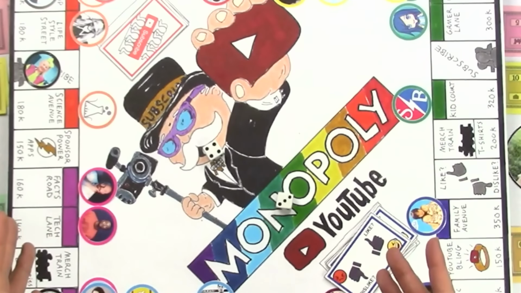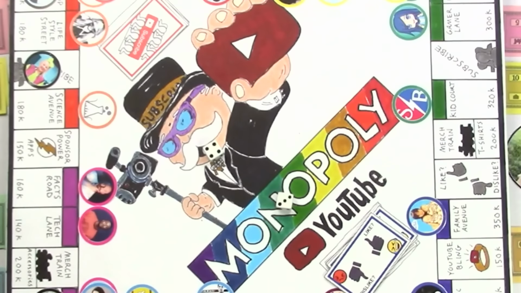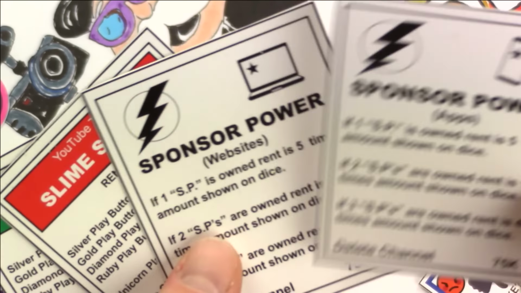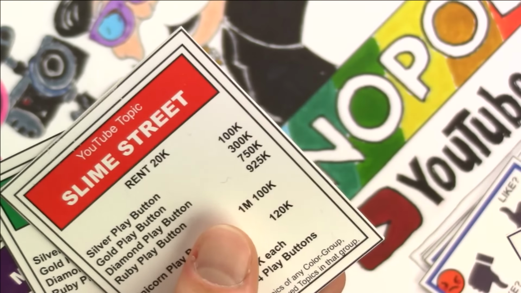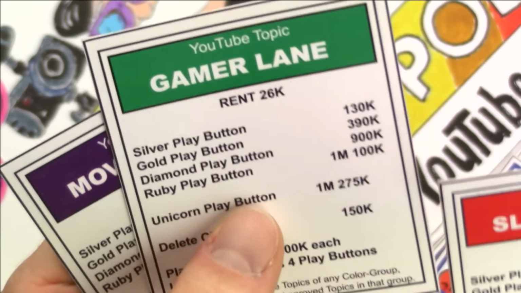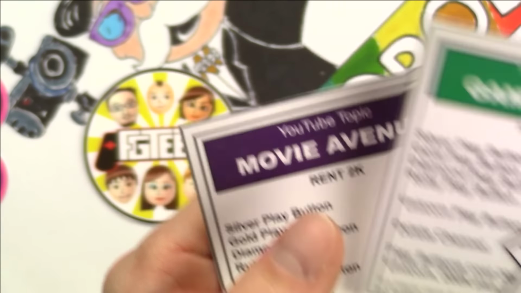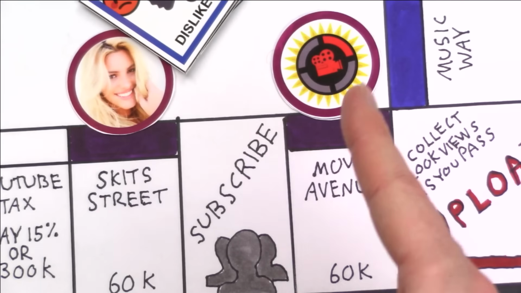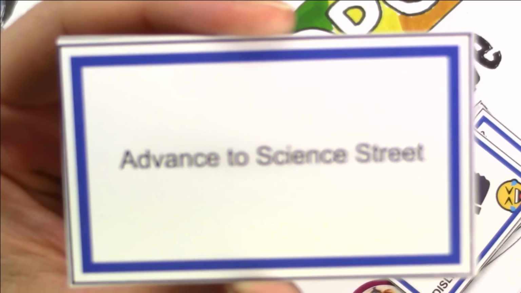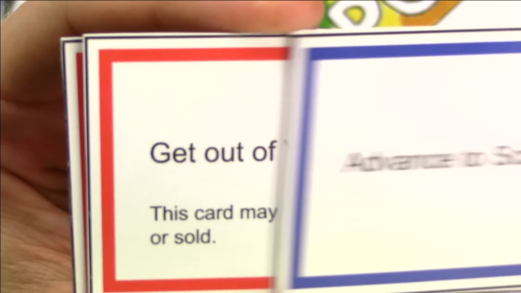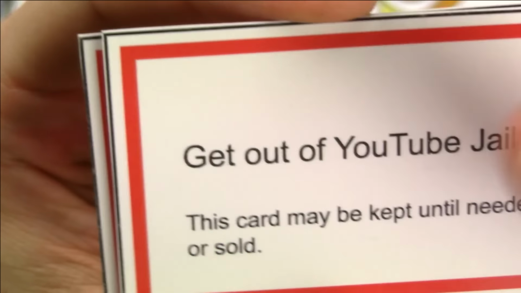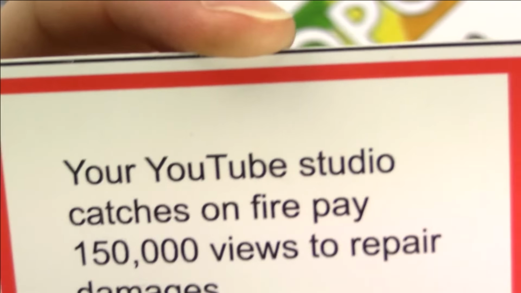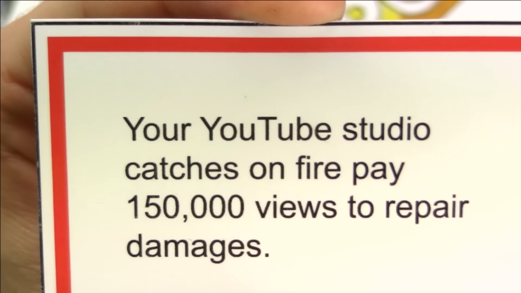So, let's start with what FGTeeV's been up to. They were able to get 2 sponsor powers, sponsor power apps and sponsor power websites. And they also got Slime Street, Gamer Lane, and Movie Avenue. So, for the YouTubers they picked, Karina Garcia, It's Funny, The Film Theorist. And for the cards that they landed on, they got Advanced to Science Street, Get Out of YouTube Jail, and Your YouTube Studio Catches on Fire, 150,000 views to repair damages.